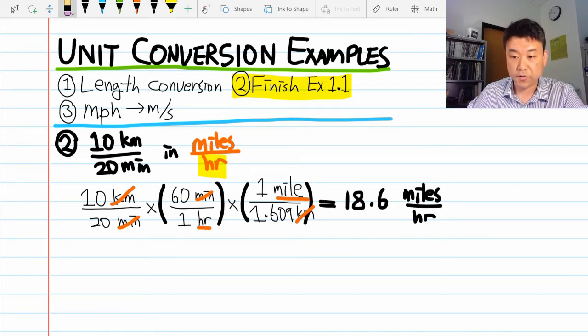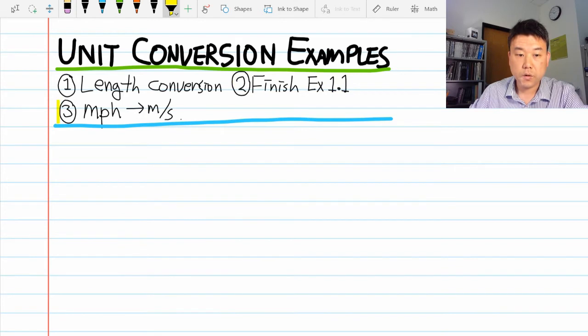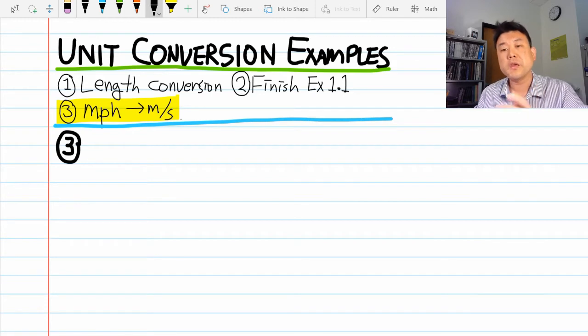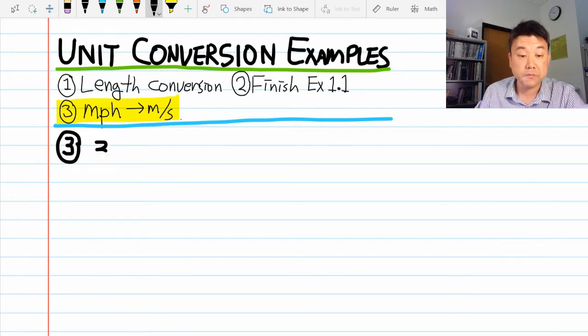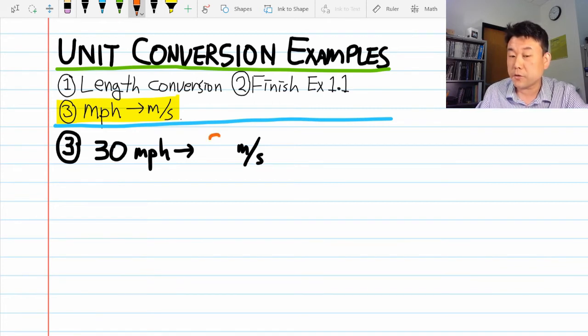Now let me move on to the third example. So we want to convert a number in miles per hour to meters per second. Let me come up with a number that's going to be familiar to you. So if you're driving around in a residential neighborhood, then a typical speed limit might be 30 miles per hour. So let's convert 30 miles per hour to whatever it is in meters per second. And this will also give you some useful, quick way to convert from miles per hour to meters per second. It's actually fairly easy once you know the numbers.